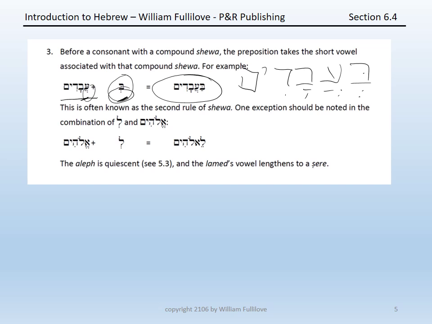This tendency to match the vowel sound is often known as the second rule of schwa. And there should be one exception noted to it as well. When you combine the preposition lamed, to or for, and the noun Elohim, God or gods, instead of the lamed becoming a segol, what happens is the lamed lengthens to its tsere, and the aleph quiesces. Remember that a quiescent aleph will take no vowel marking, and we have not le-Elohim, but instead le-Elohim.